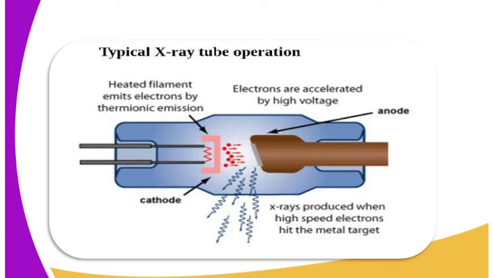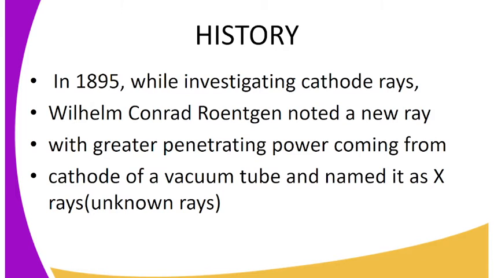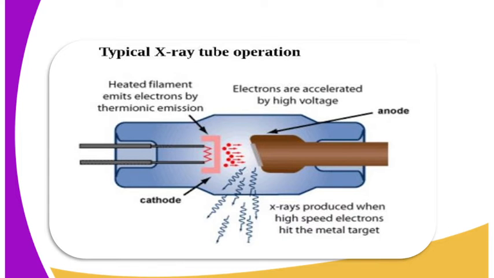Next, that is a typical X-ray tube, and as you can see, it has a heated filament which emits electrons by thermionic emission, and the electrons are accelerated by high voltage to the anode, and X-rays are produced when high-speed electrons hit the metal target.